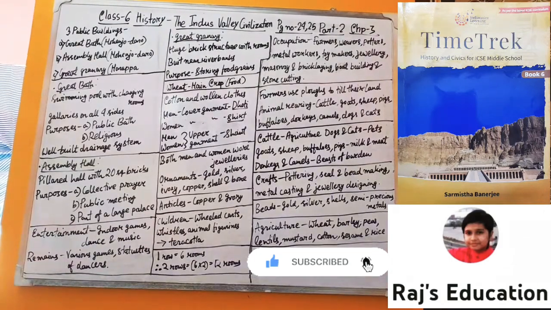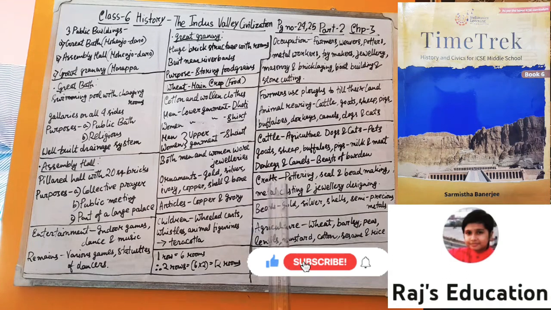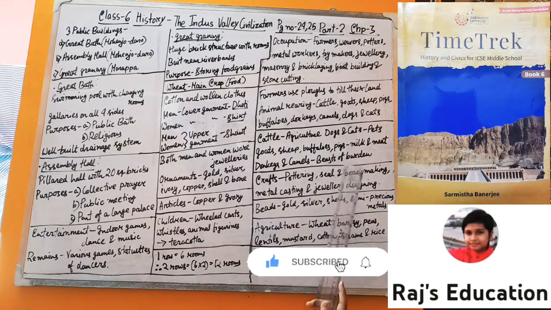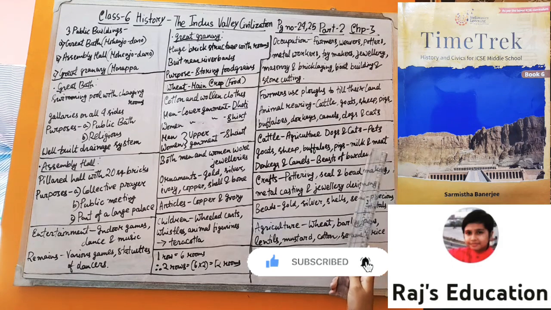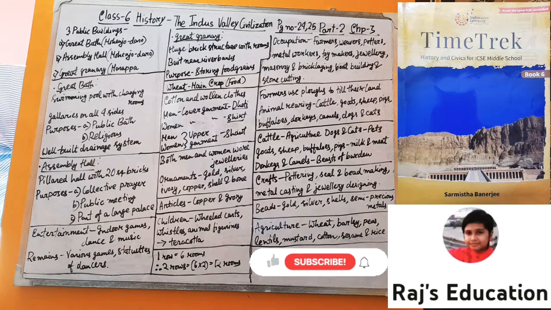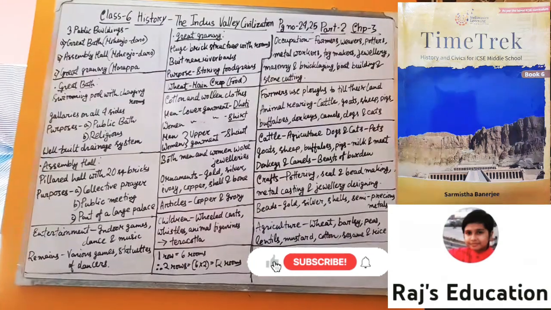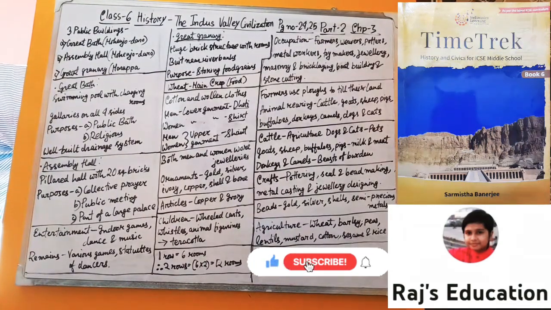Dogs and cats were kept as pets in the homes of the Indus Valley people. And the sheep, goats, buffaloes and pigs were mainly reared for milk and meat. And donkeys and camels were used as beasts of burden. So these were the animals reared by the Indus Valley people, and which animal is used for which purpose is also written.